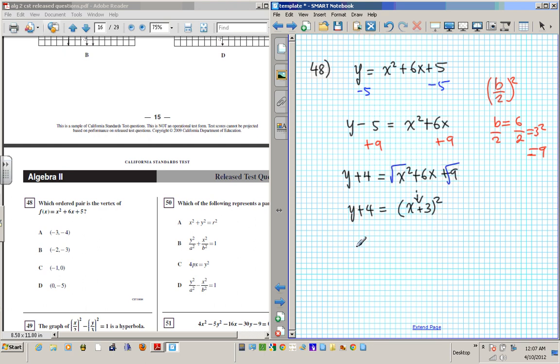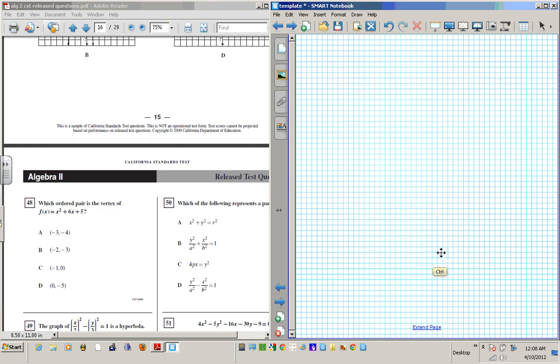To get the vertex, we just take the opposite of the x coordinate, negative 3, and the opposite of the y coordinate, negative 4, and the answer is A. Okay, so there you have it. All right, let's move on to question 49.